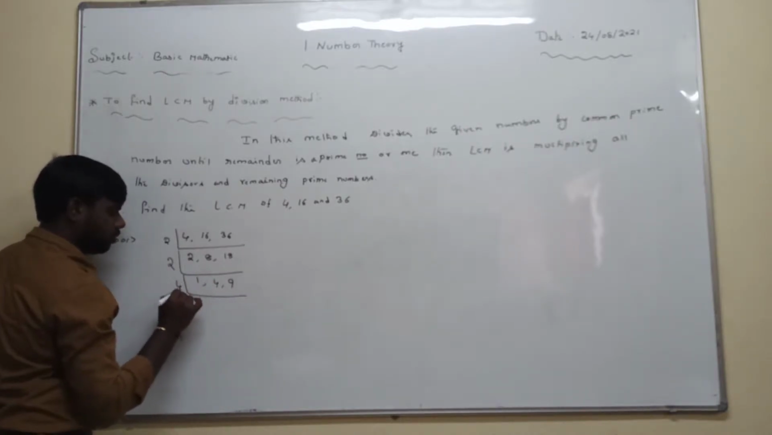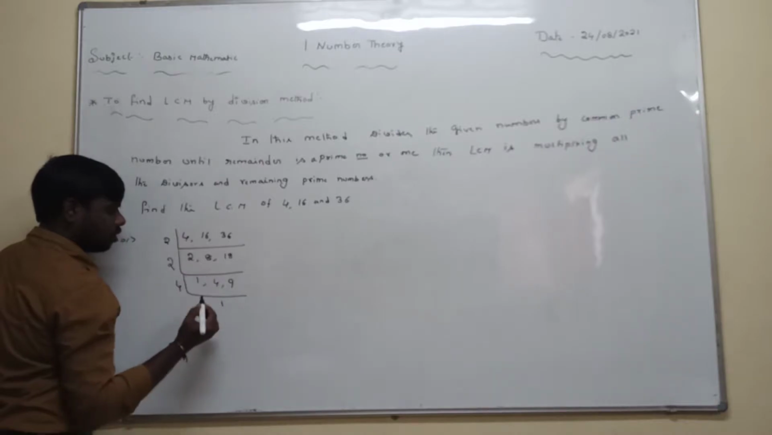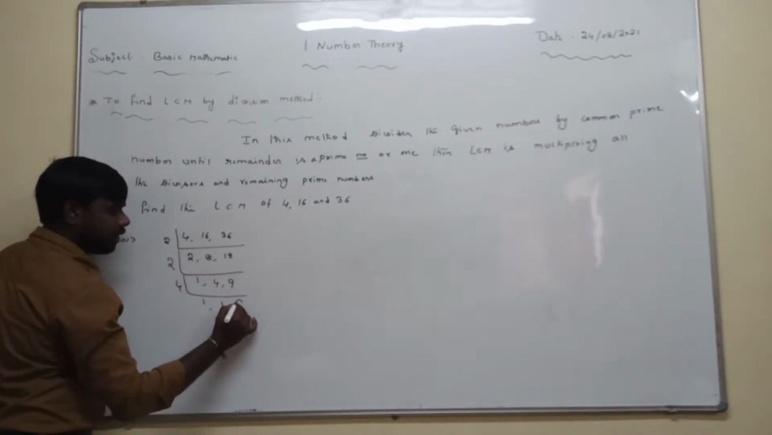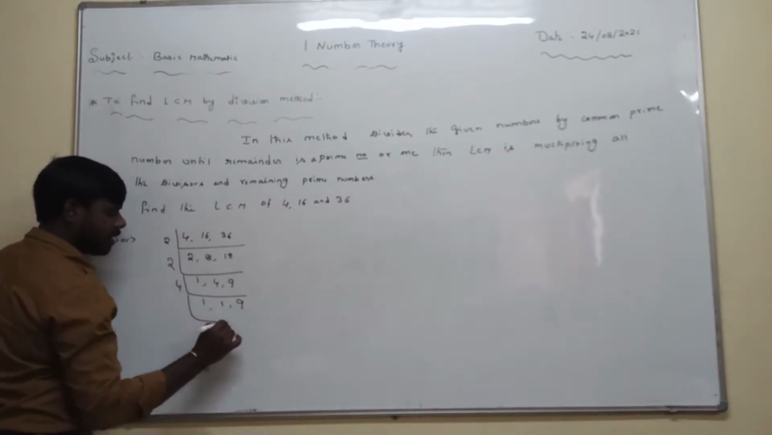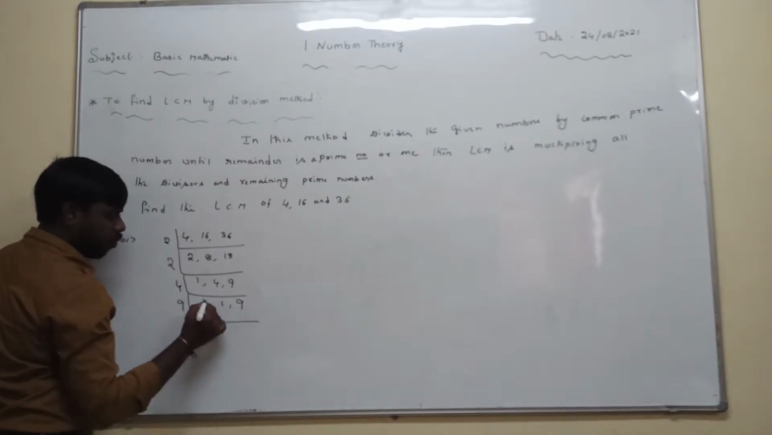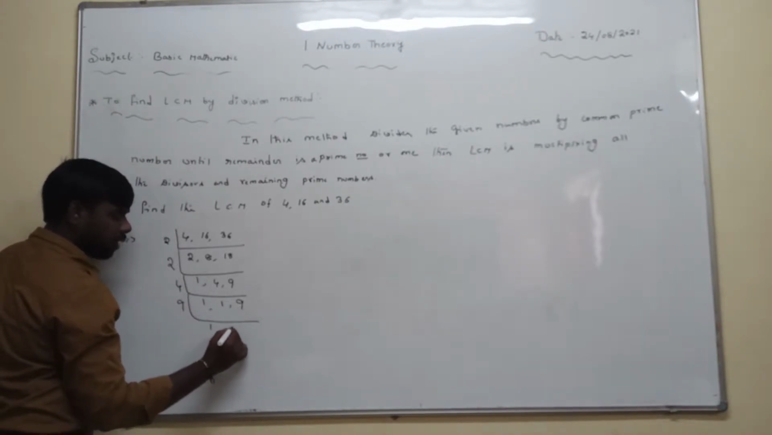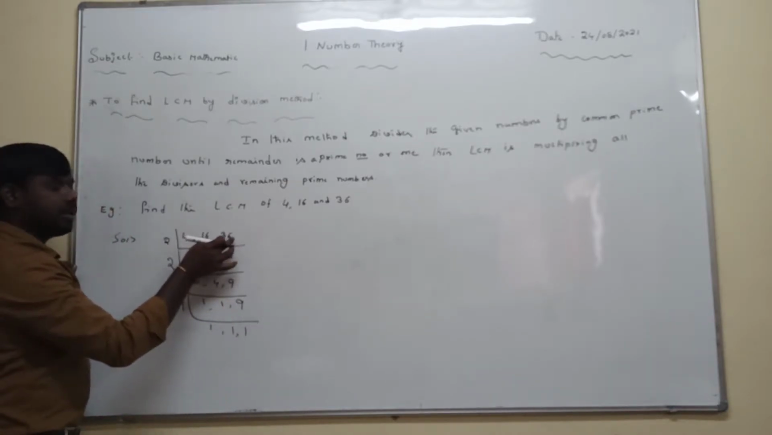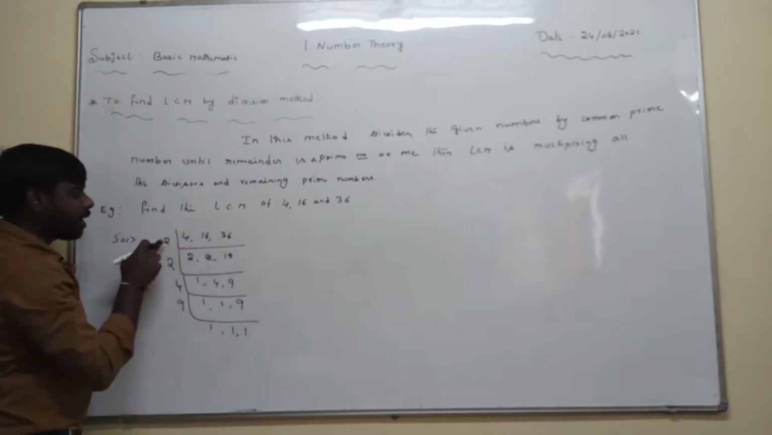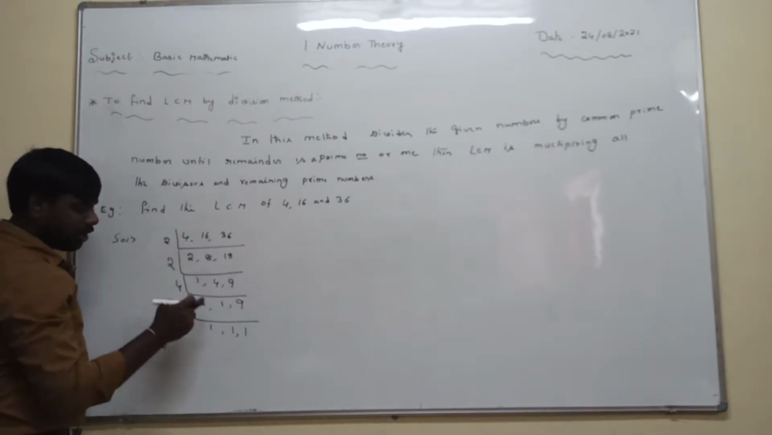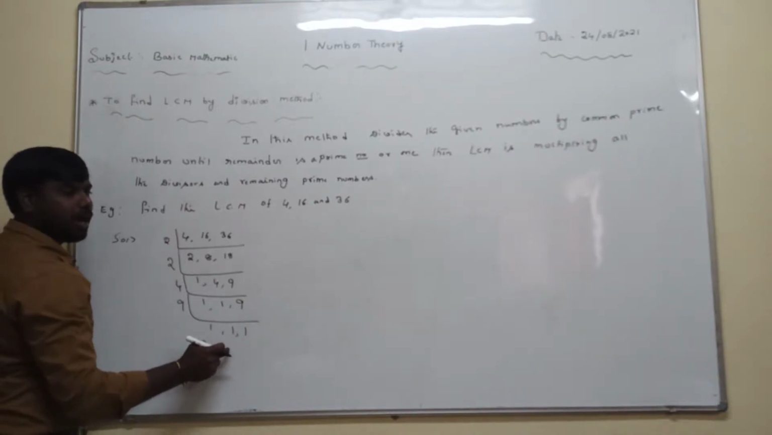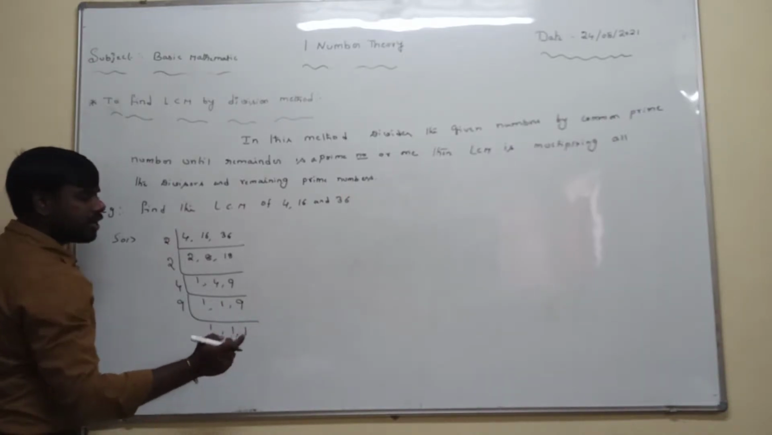Next 4 is possible: 4 1s are 4. 9 is not divisible by 4, that's why this number stays as it is. Next we can take 9. 1 is not divisible by 9, that's why 1 stays as it is. 9 1s are 9. Now divide the given numbers by common prime numbers until the remainder is 1 or a prime number, then we stop the divisions.